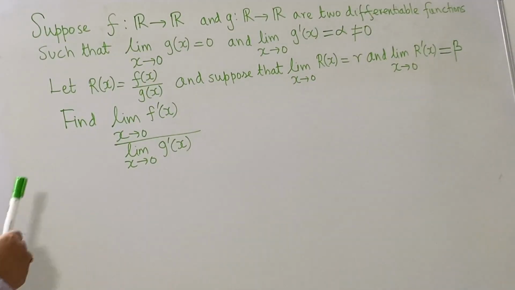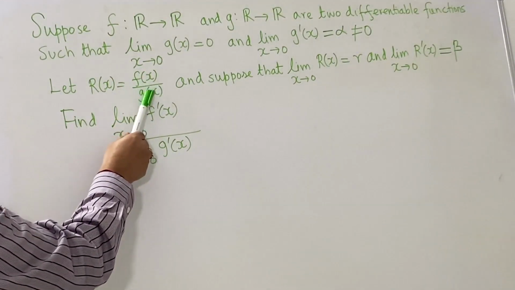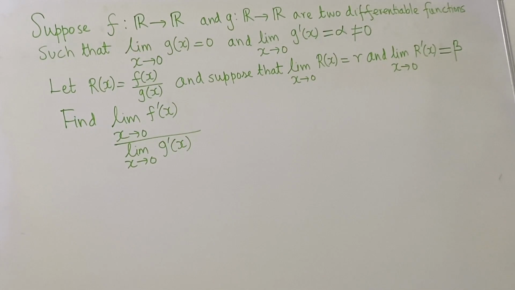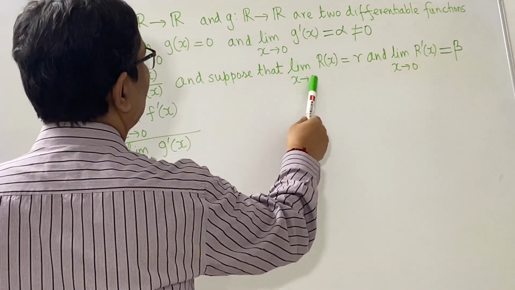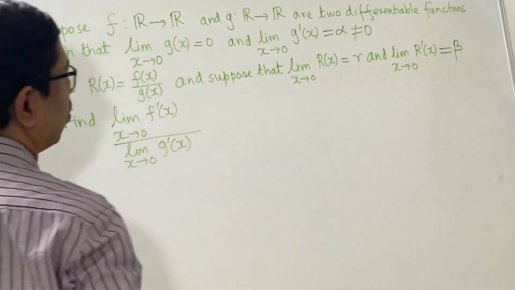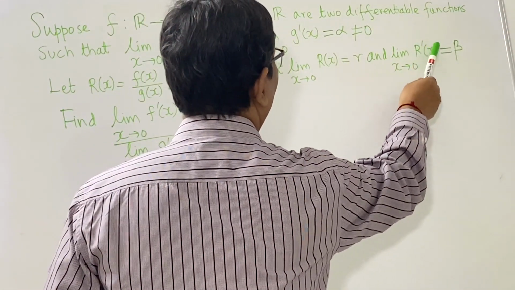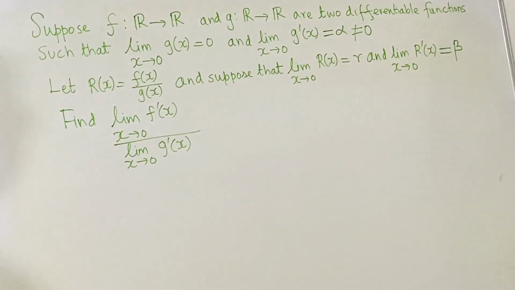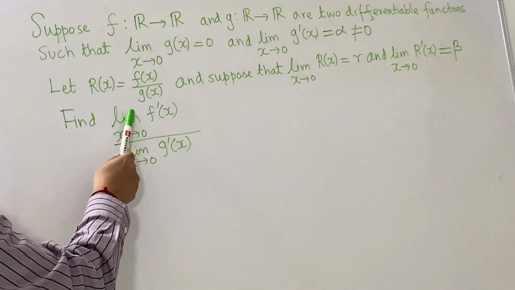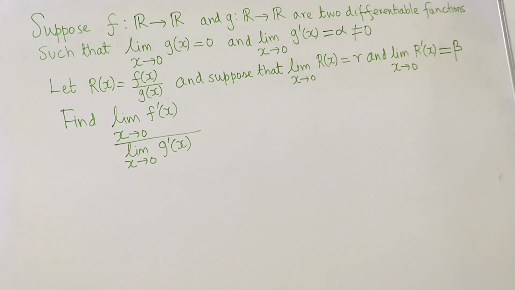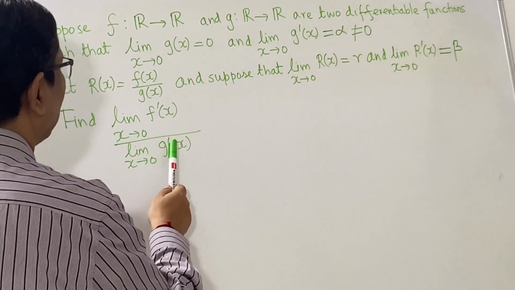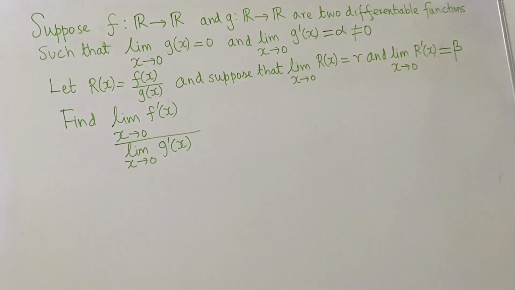So let capital R(x) be equal to f(x) by g(x), and we suppose that limit x goes to 0 capital R(x) is equal to small r, and limit x goes to 0 capital R'(x) is equal to beta. We have been asked to find limit x goes to 0 f'(x) divided by limit x goes to 0 g'(x). So we have to find this ratio.